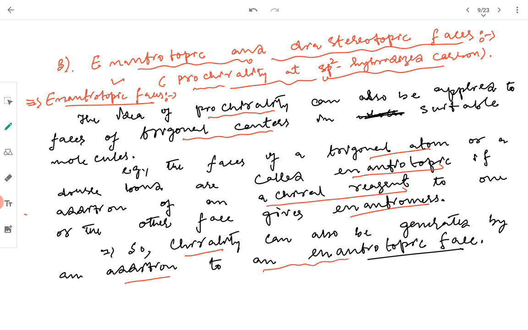So a chiral molecule can also be generated from a molecule which has enantiotopic phases, right? Similar is the case with sp3 hybridized carbon. There also we saw that these anisotropic atoms or groups can give rise to chiral centers. Same is the case with prochiral phases. They can also give rise to chiral molecules or chiral centers.